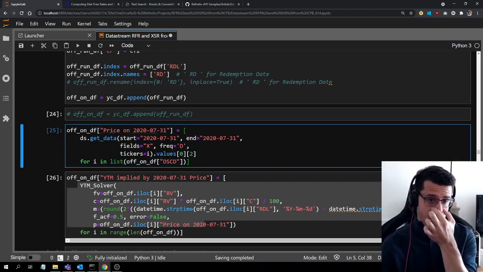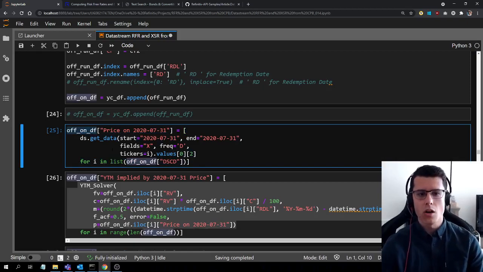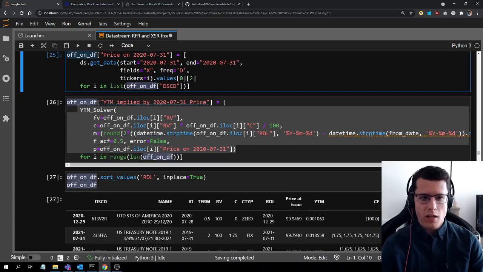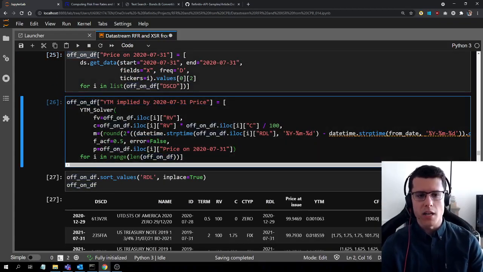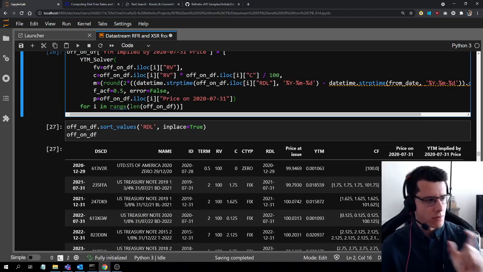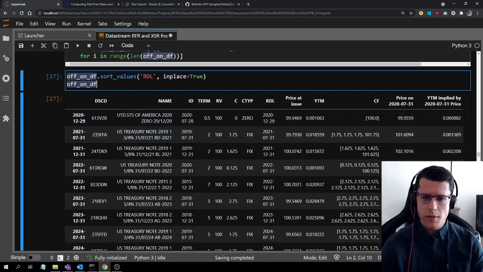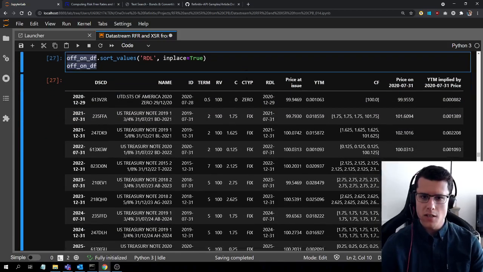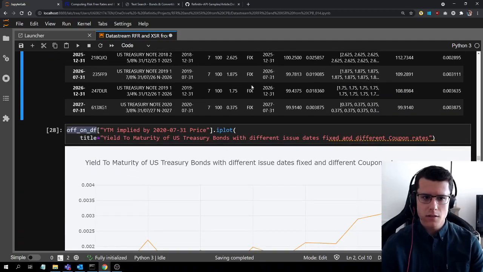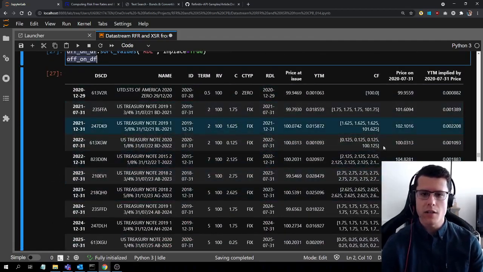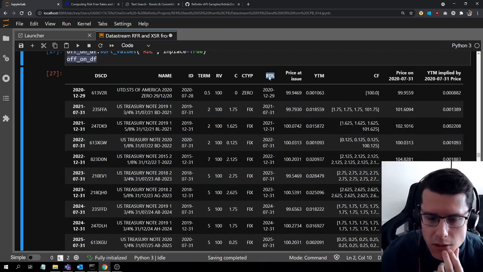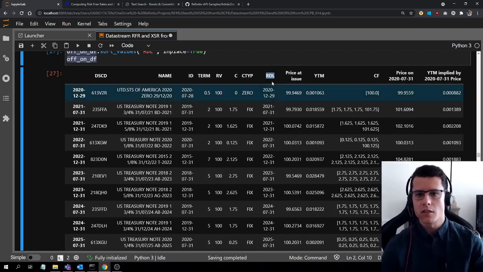And I've added this to my data frame, the on-the-run, off-the-run data frame. And then I've implied the yield to maturity from it with my yield to maturity solver that I've spoken about above, with that Newton thing. Once this is done, then we sort by the values of redemption days. So I just sort the values in terms of when they redeem, because when they redeem is basically when they mature. And that's the time I'm interested in.